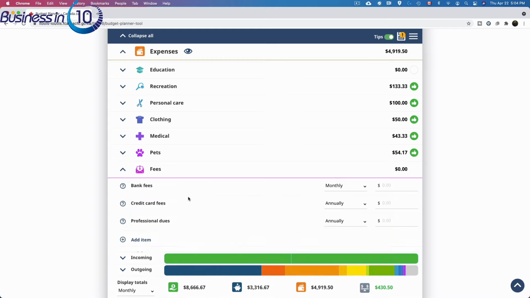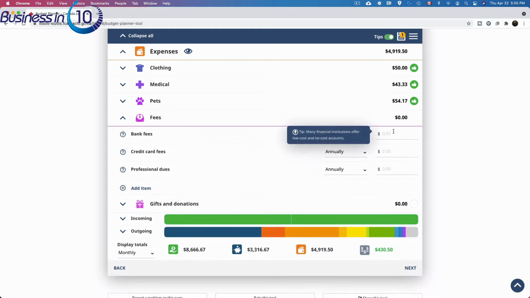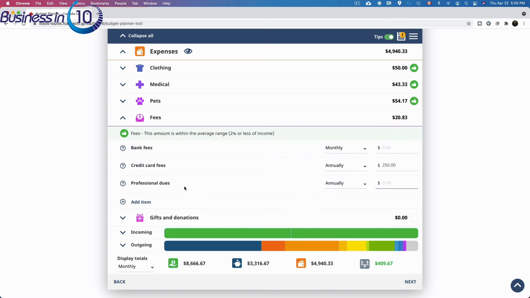Now fees, whatever your banking fees, you put it in here. Credit card fees, if you have one of those credit cards that have annual fees, you put it in here. I'm gonna put $250. Professional fees or professional dues, if you're a nurse, an engineer, or whatever profession that you may have, you need to put a number there. I'm gonna put $100. Okay?